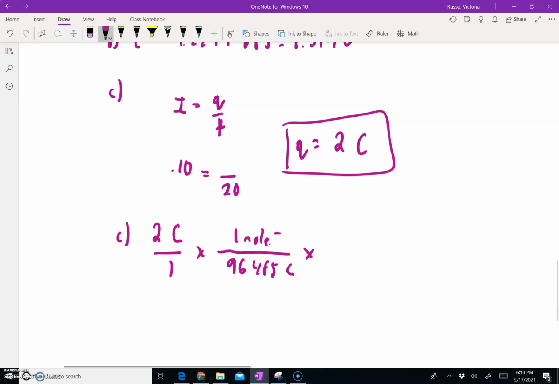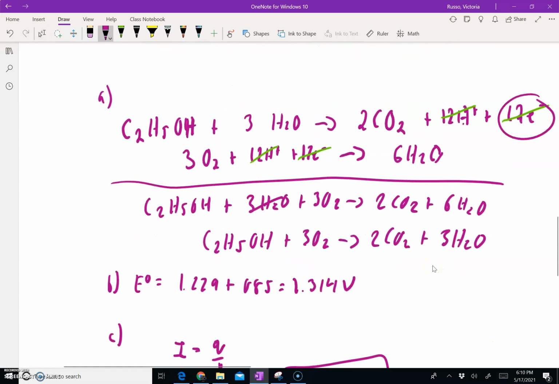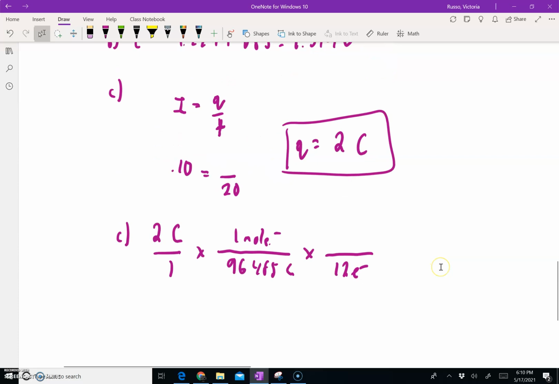Now in this cell, there were 12 moles of electrons, and we know that from up here, where we canceled out the 12 moles of electrons, per 1 mole of the alcohol, C2H5OH. If you do this math, we're converting from the amount of coulombs to the moles of electrons, to the moles of ethyl alcohol. And if we do that, that gives us 1.7 times 10 to the -6 moles of the alcohol.